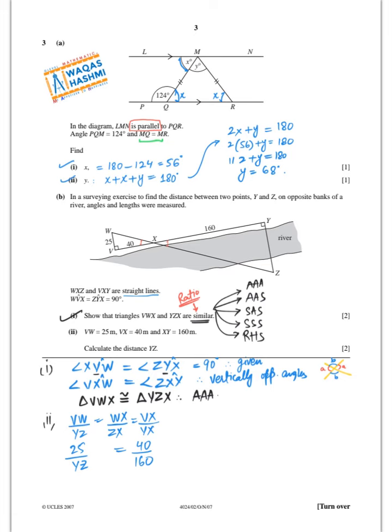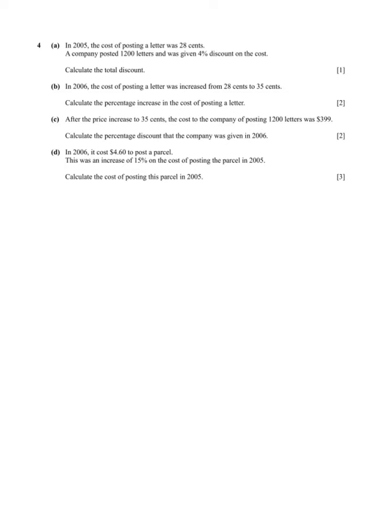And now we can easily solve to make YZ the subject first. So YZ is equal to 160 times 25 divided by 40. Simplify and you will get the value, and it is equal to 100. That is your answer. It's question number 4 from the topic Everyday Maths.